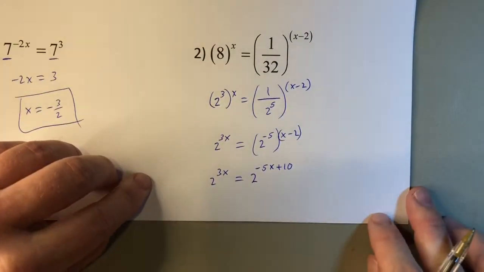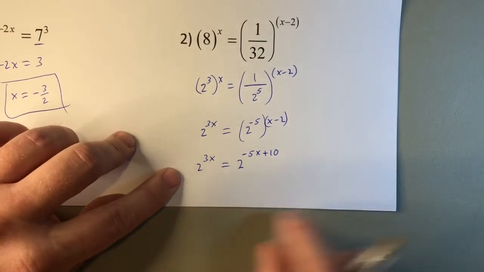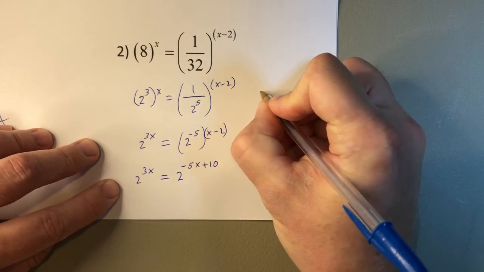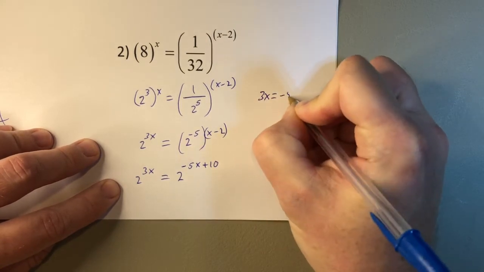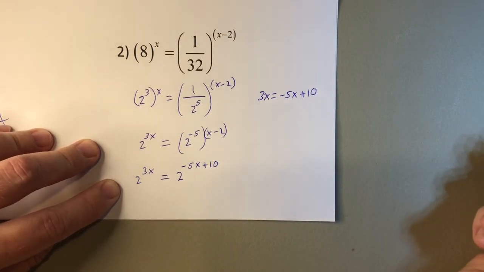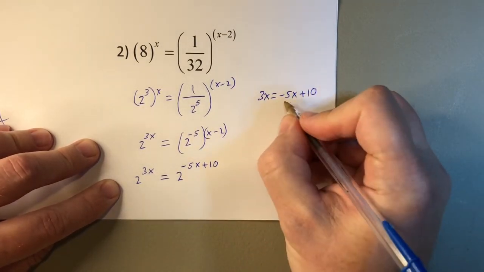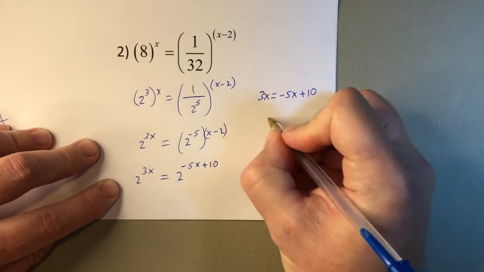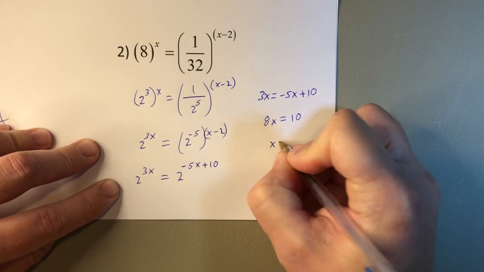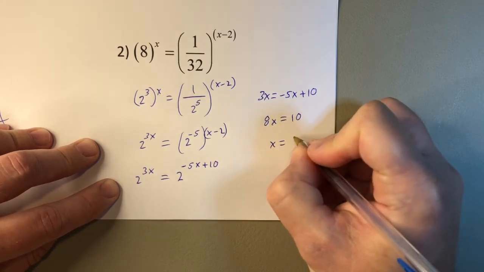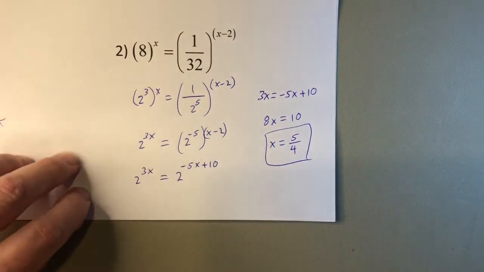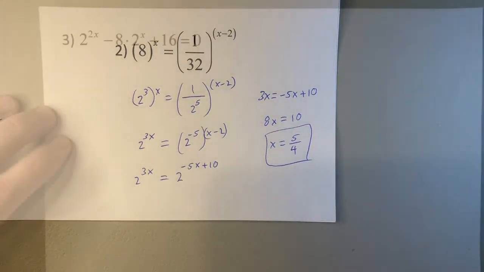And now, finally, I have a situation where the bases are exactly the same. So now I'm able to let the exponents be equal to one another. So I now have 3x is equal to -5x plus 10. And I just solve for x at this point. So what would you get here? You add 5x to both sides, giving you 8x equal to 10. You divide both sides by 8. You get 10/8, which of course simplifies to 5/4. And there you go. That's the answer for example number 2.